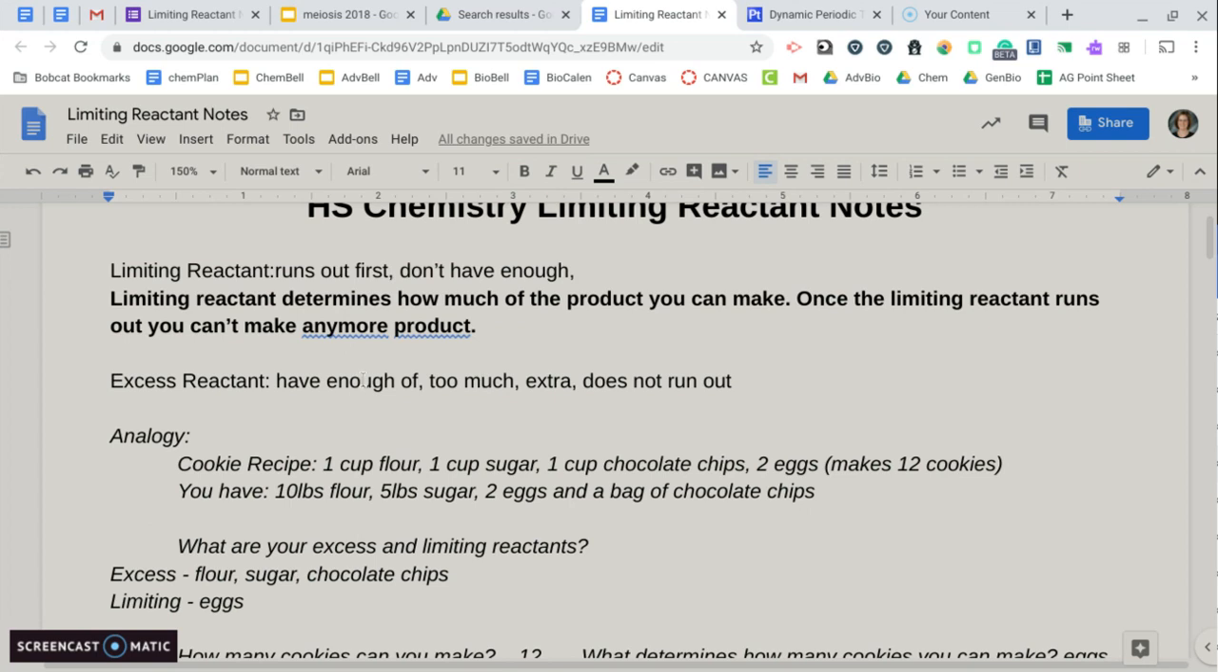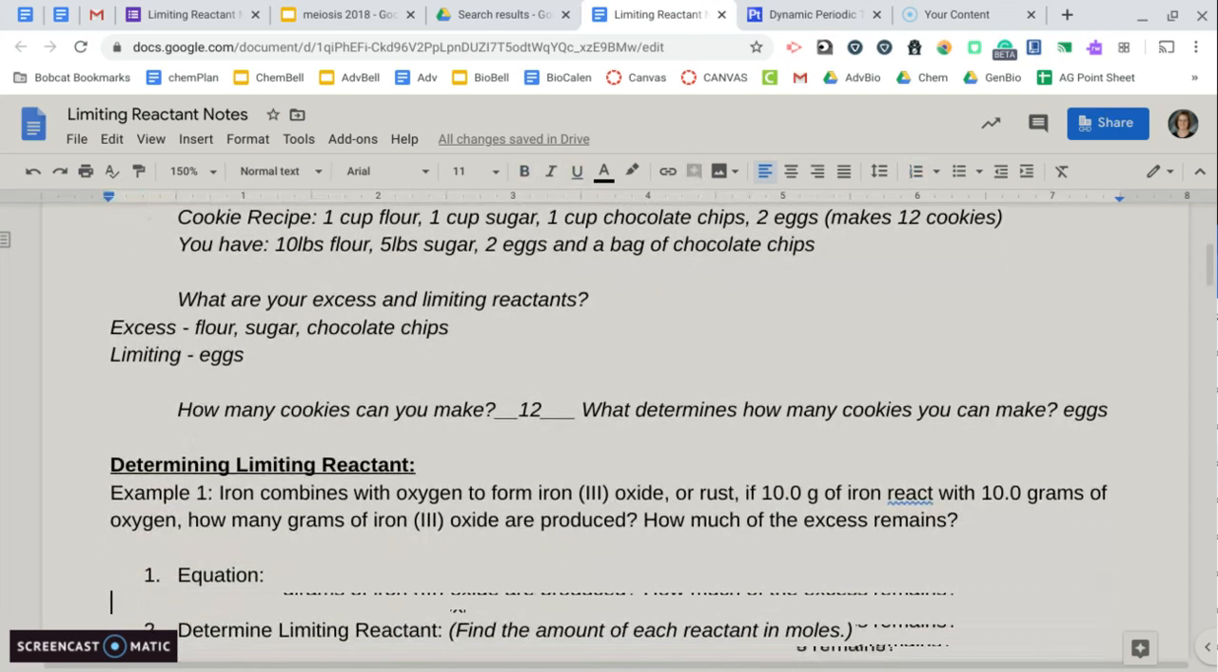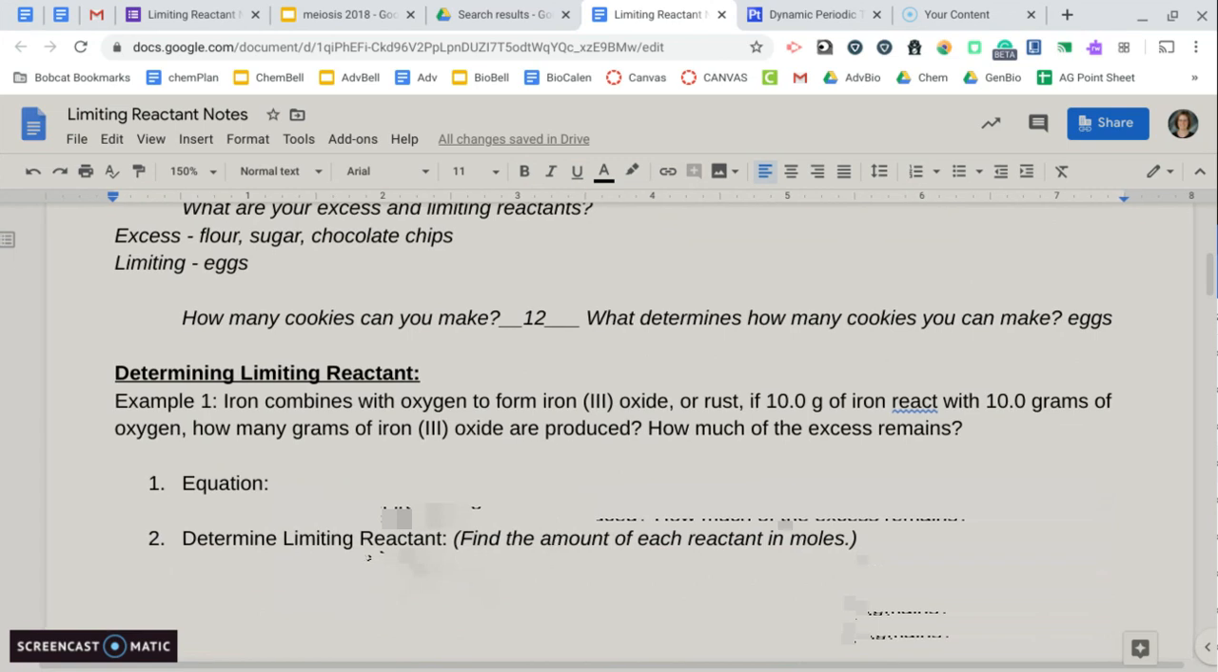All right, so let's try some of these problems. These problems are going to bring back everything that we've learned so far. So we're going to start off with writing formulas and then writing equations and balancing them, just like stoichiometry. This is a practical application of stoichiometry. So for this first one, we've got iron, and it combines with oxygen to form iron 3 oxide or rust. The first thing we've got to do is write that reaction.